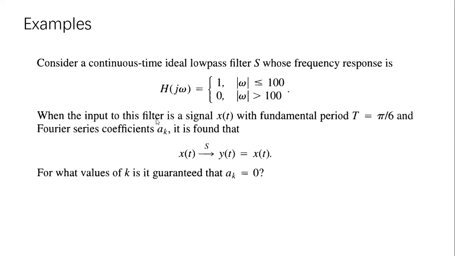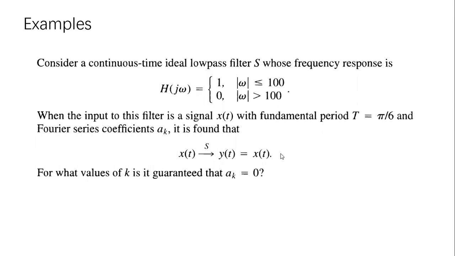When the input to this filter is a signal x of t with fundamental period T equals π over 6, and the Fourier series coefficients ak, it is found that the output y of t is equal to x of t. So the question is, for what values of k is it guaranteed that ak is equal to zero? Maybe it is a bit hard to understand. It is just asking, if the input signal is equal to the output signal, what condition of ak should be guaranteed.